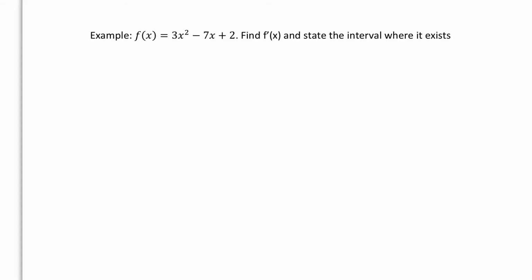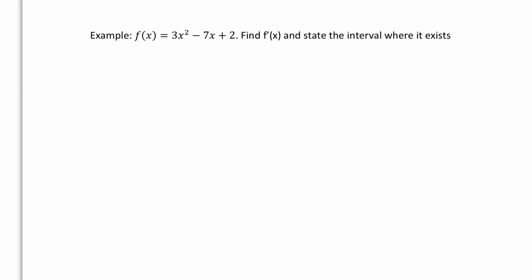So let's try an example. We have f of x as 3x squared minus 7x plus 2. We want to find f prime x and state the interval where it exists. Again, remember, sometimes limits don't exist, which means sometimes derivatives don't exist, so we need to be careful about that.